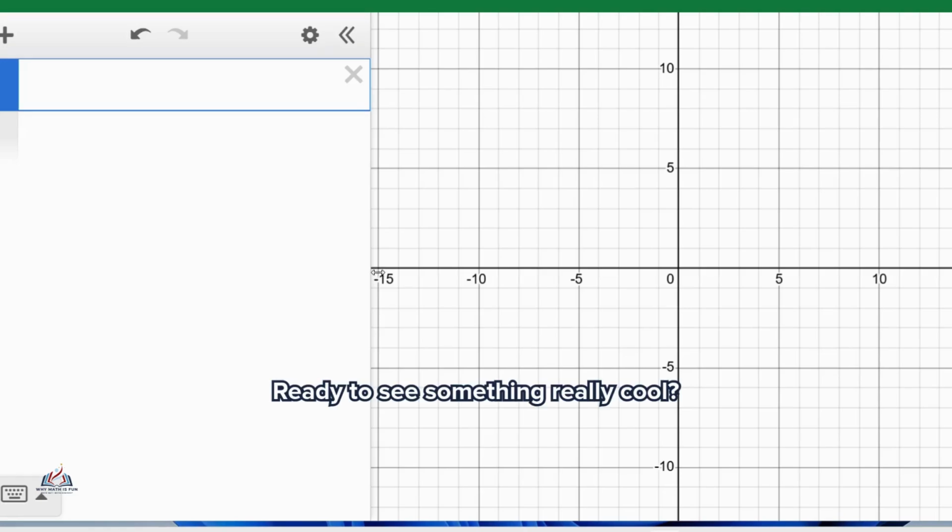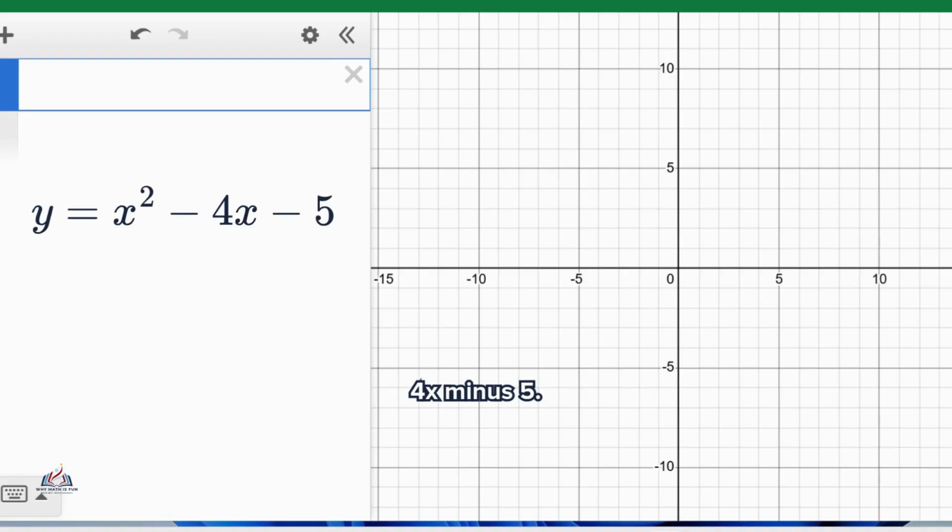Ready to see something really cool? Desmos is one graphing calculator we can use to solve quadratic equations. Don't worry, I know it sounds big, but once you see it, you'll be like, oh, this is easy. Our example is y equals x squared minus 4x minus 5. Let's see what happens when we graph it.